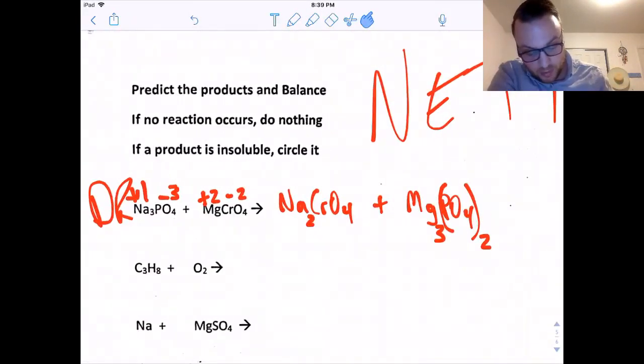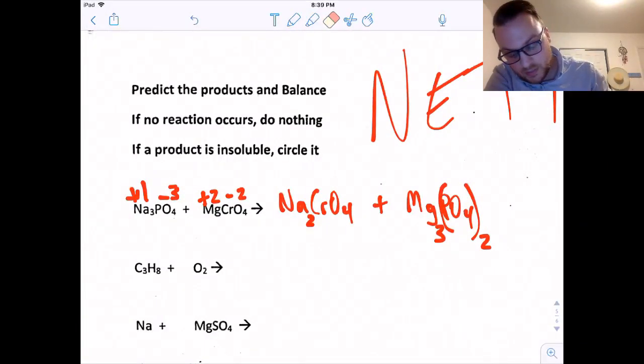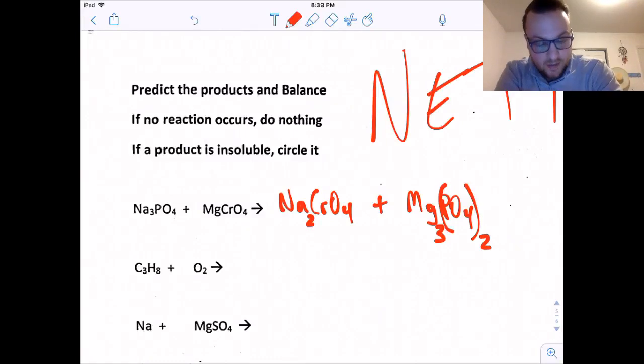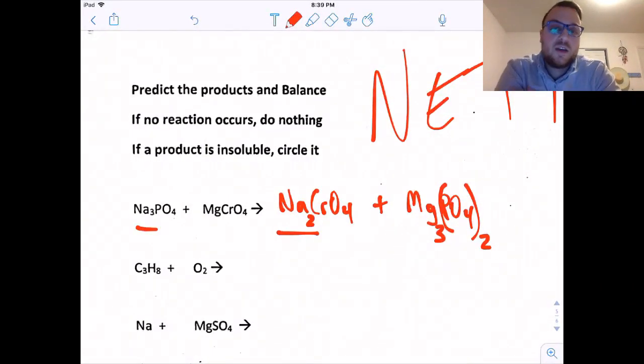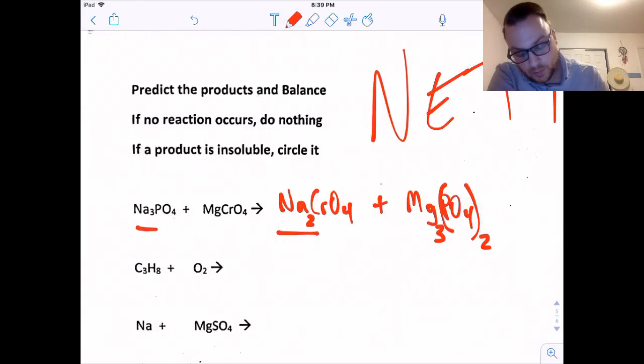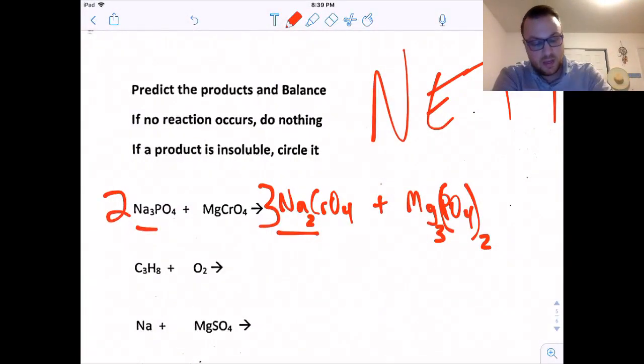So I take a look back here, I'm going to erase this. Erase you, because you're going to get in the way. And if I look at this, I'm going to start with sodium. So sodium, I got 2 here. I have 3 there. You got to find the number they can both multiply into, which is 6. So I'm going to put a 2 there. 2 times 3 is 6. I'm going to put a 3 there. 3 times 2 is 6.